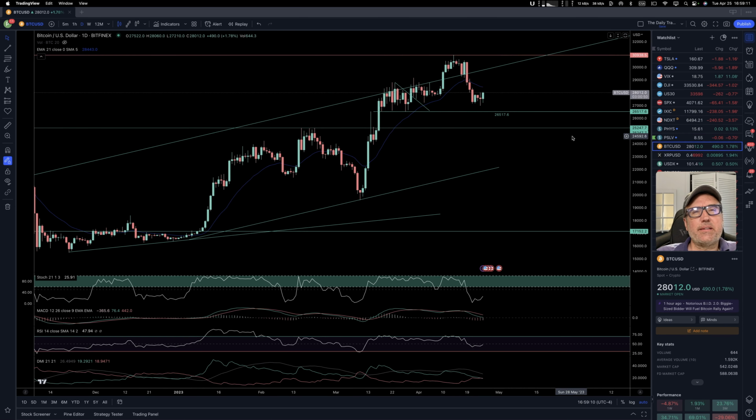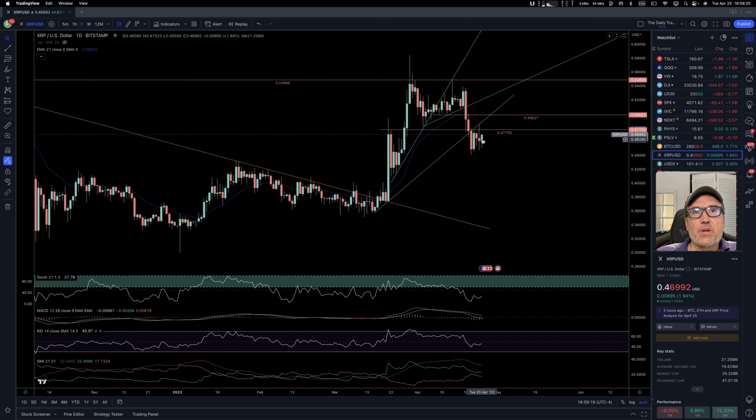Bitcoin, yeah, the stock market is not doing too well. Bitcoin is recovering, 1.77% up. Ripple is also recovering a little bit. We are going to believe that a little bit more when we are going to break 0.47.